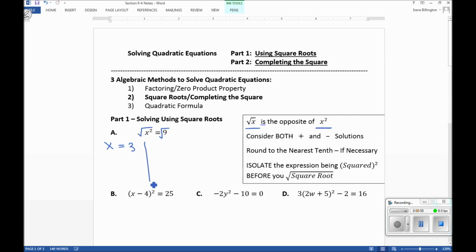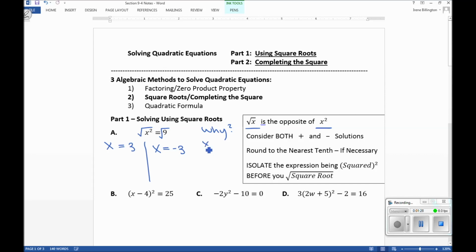However, when I square root something being squared to solve the equation, I need to consider both the positive and the negative solutions that occur. So not only does x equal 3, but x is also going to equal negative 3. And we might be thinking to ourselves, why? Why does x equal both 3 and negative 3? Let me prove it to you.